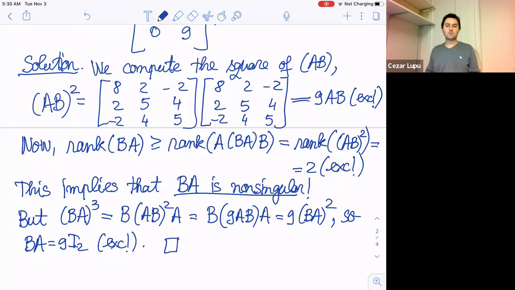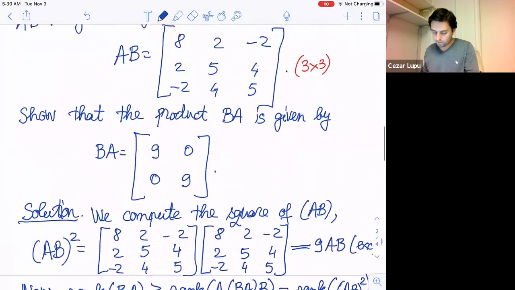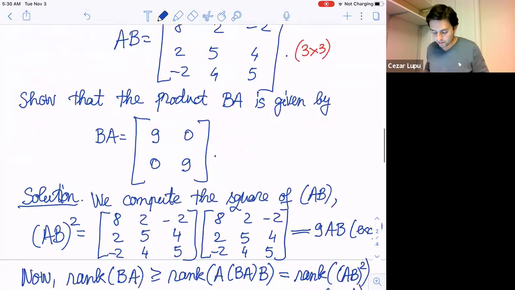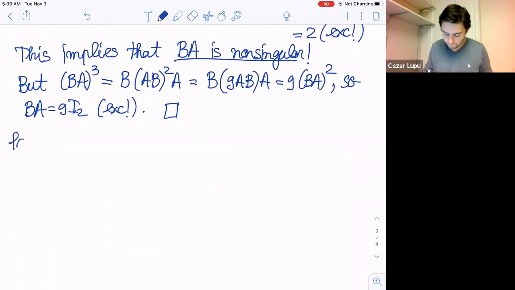Anyway, that was a tricky one. Well, the trick is not. You just have to look at the ranks. Anyway, so that was a Putnam B1 in 1969.